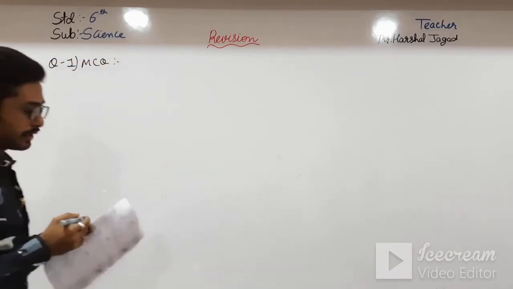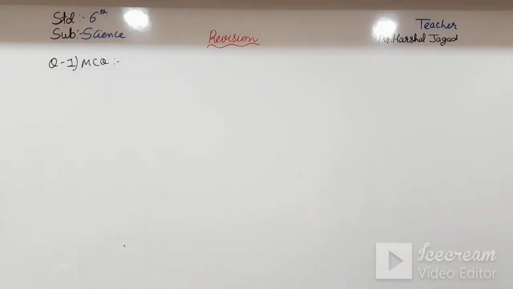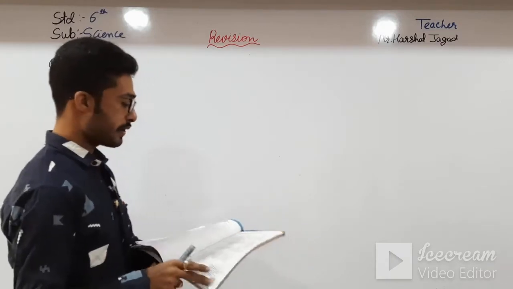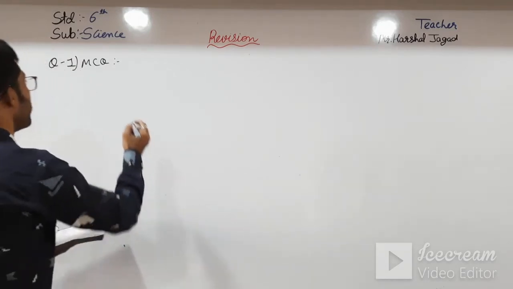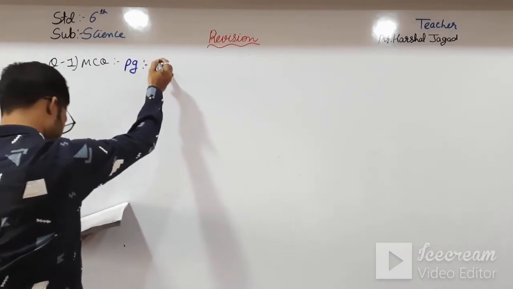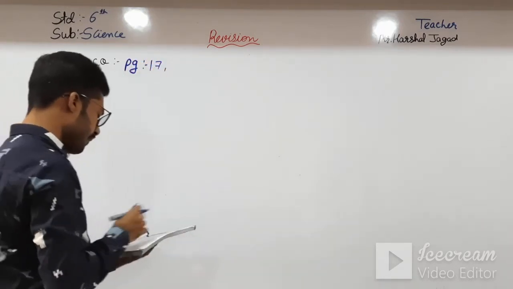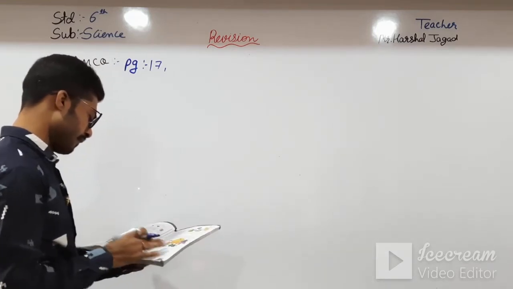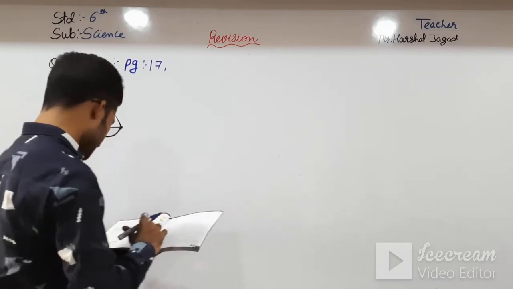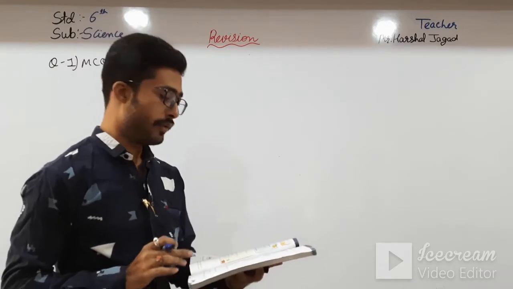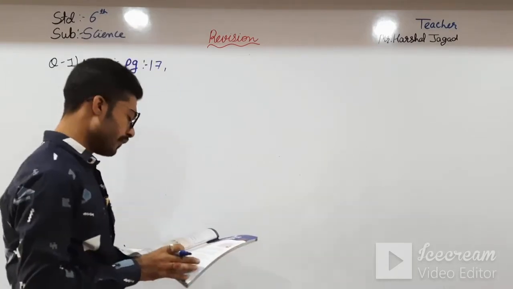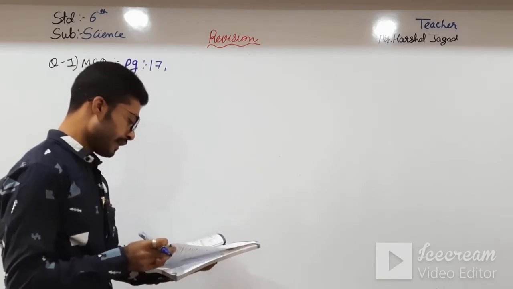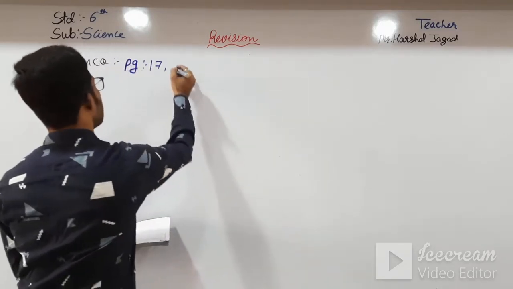In MCQ we all know from where I have asked, but I am still giving the page numbers from the textbook. For chapter number 1, the page number is 17. Moving towards chapter number 2, there is no MCQ, but from inside the chapter I can take MCQ 1 or 2. Moving towards chapter number 3, it is on page number 40.